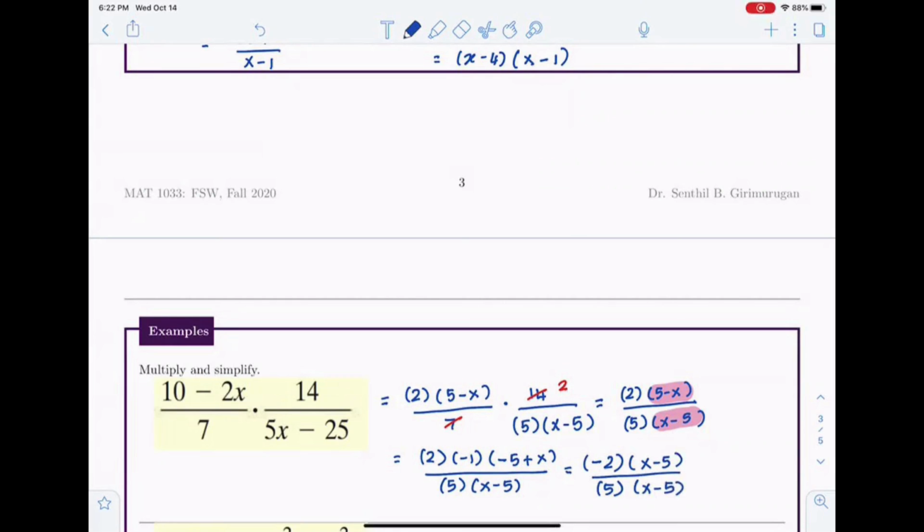Now I have a common factor. I can get rid of it. So the answer is -2 over 5.